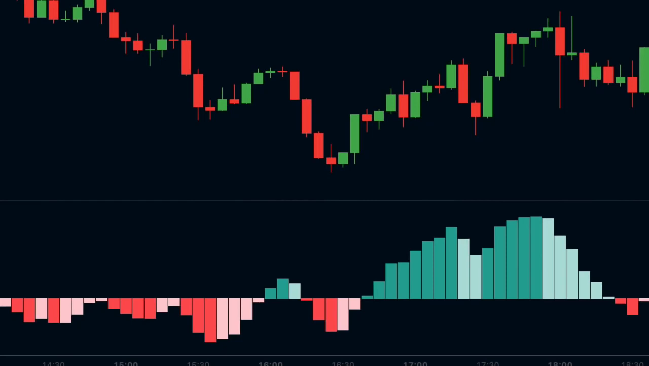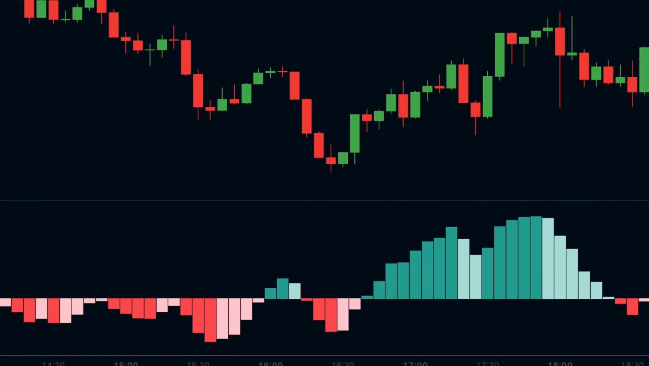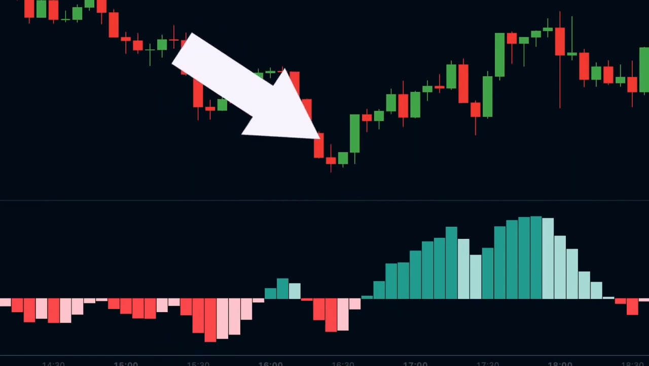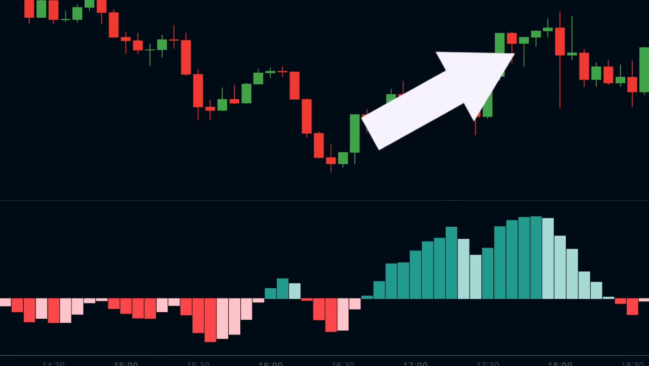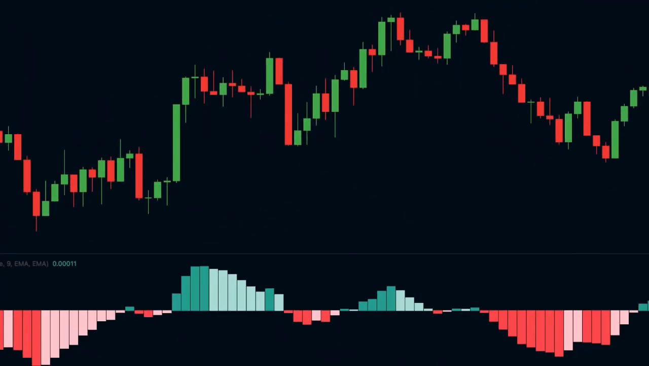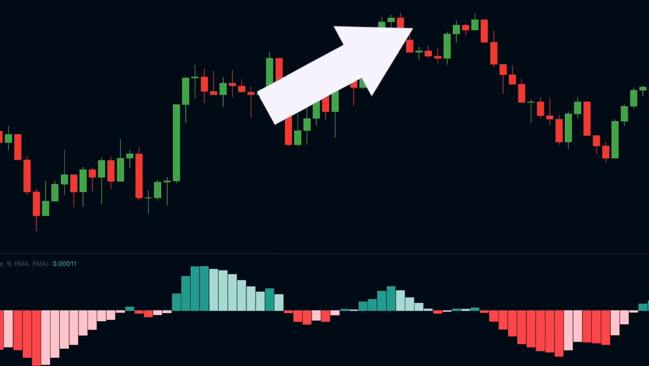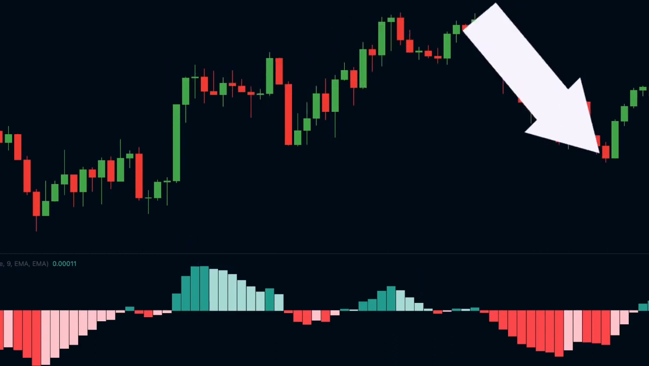A positive divergence occurs when the price makes a lower low but the indicator makes a higher low. It signifies that the down move has lost its momentum and the price might be ready to move up. On the other hand, a negative divergence occurs when the price makes a higher high but the indicator makes a lower high. This shows that the up move has lost its momentum, and the price may reverse downwards.